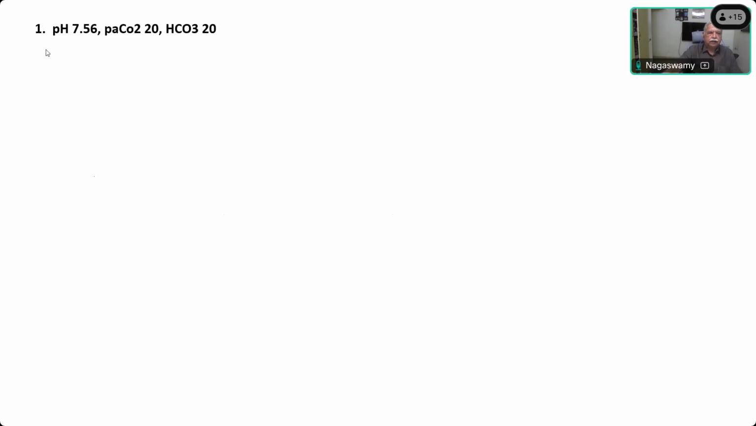This is the first case scenario. pH is 7.56, PaCO2 20, bicarb 20. What is your interpretation? Respiratory alkalosis. Acute or chronic? Compensated, uncompensated? That also has to be included. Okay. Respiratory alkalosis, it is partially compensated.